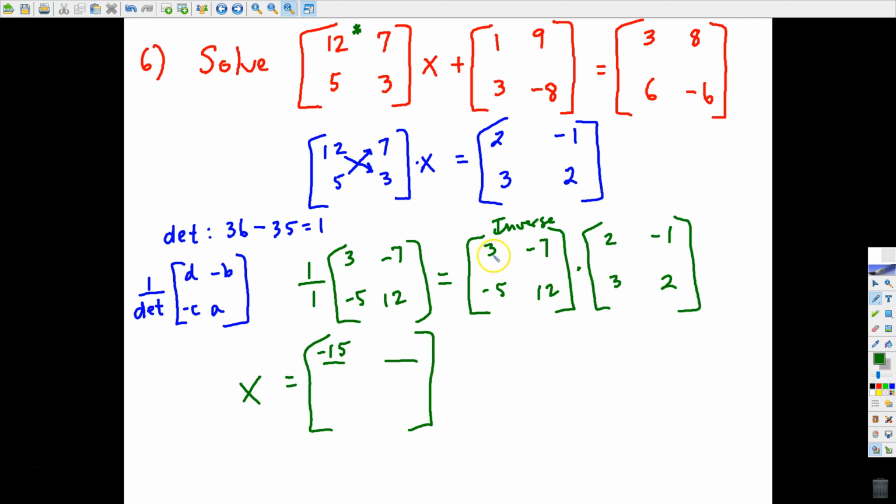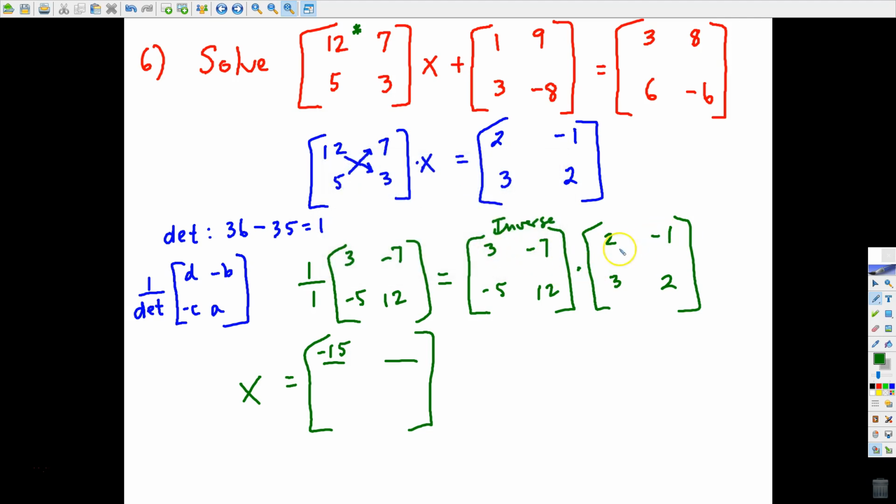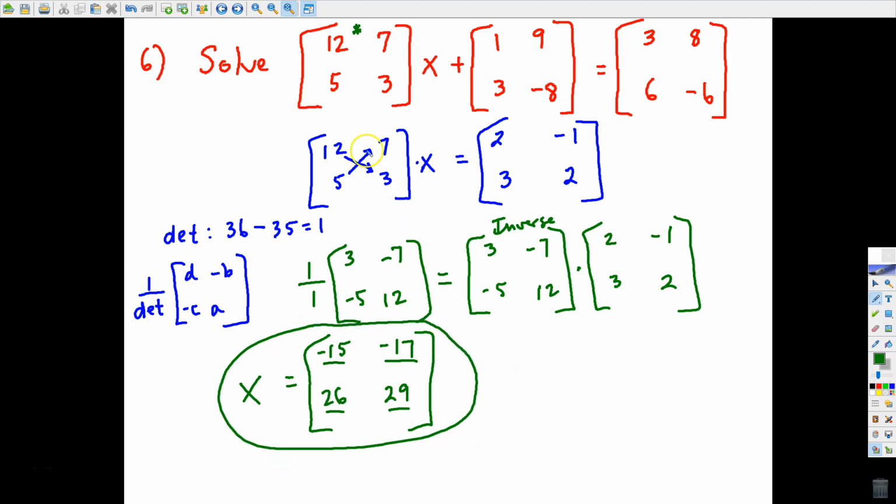Row 1, column 2, 3 times negative 1 is negative 3, plus negative 14. Negative 3 plus negative 14 is negative 17. To get row 2, column 1, negative 5 times 2 is negative 10, plus 36 is 26. And then row 2, column 2 will be 5 plus 24, which is 29. And so that is my final answer for number 6.